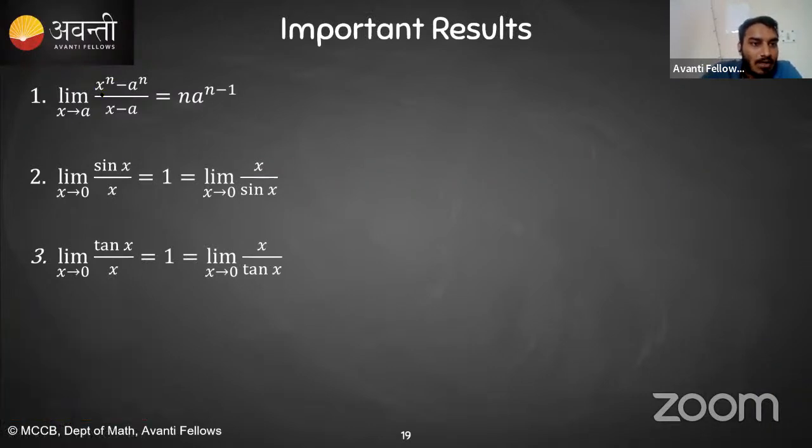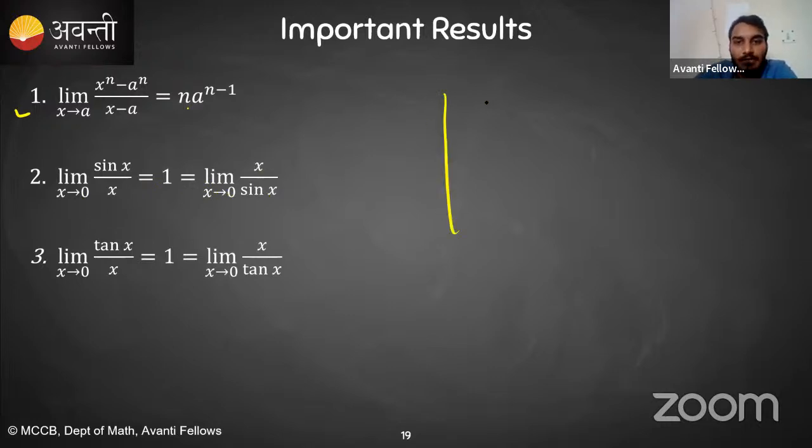Limit x tending to a, x raised to the power n minus a raised to the power n divided by x minus a is equal to n times a raised to the power n minus 1. Clear? And limit x tending to 0 sin x upon x is 1. And this will be same as limit x tending to 0 x upon sin x.